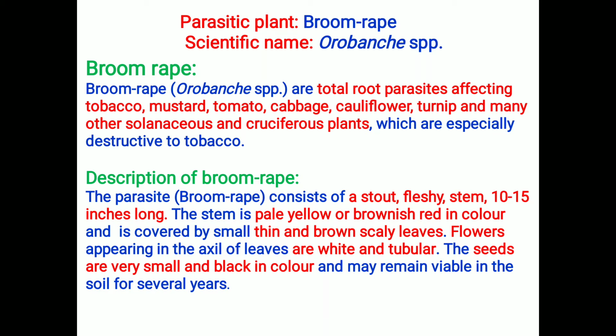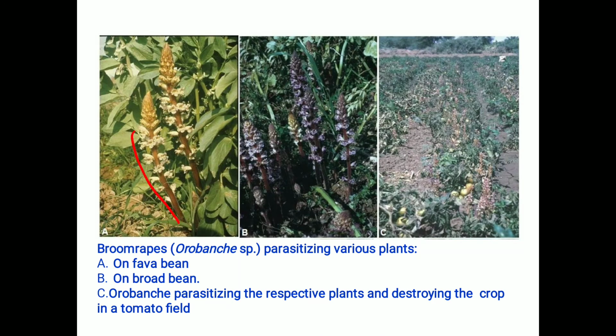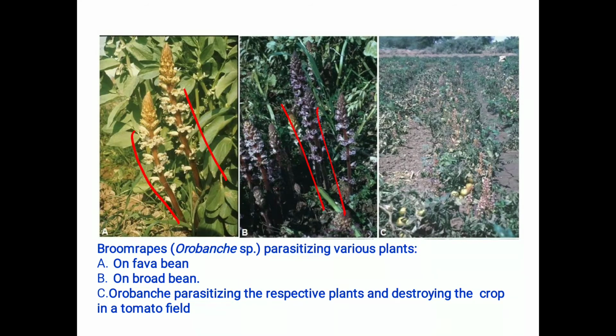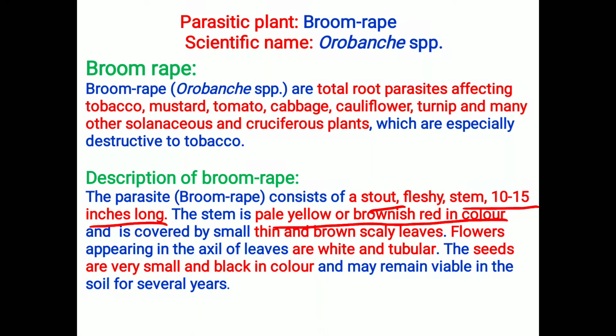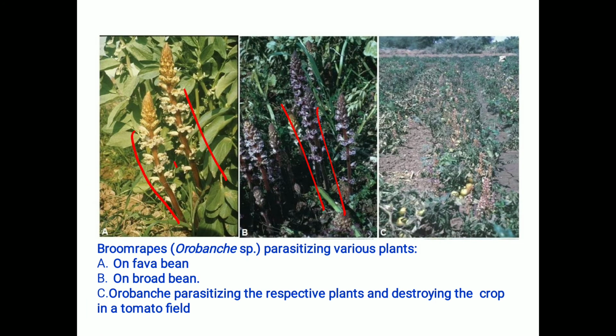Then regarding a brief introduction of broom rape, how it looks. It is a stout, that is short, thick, fleshy stem, the stem of such a broom rape plant being about 10 to 15 inches long. Next, the stem is pale yellow or brownish red in color. So there are two types of stem: pale yellow and brownish colored stems are commonly found.